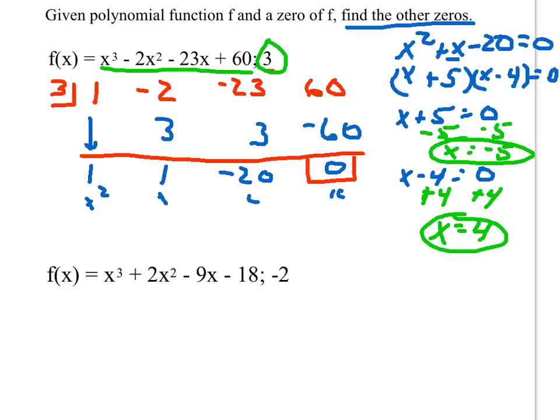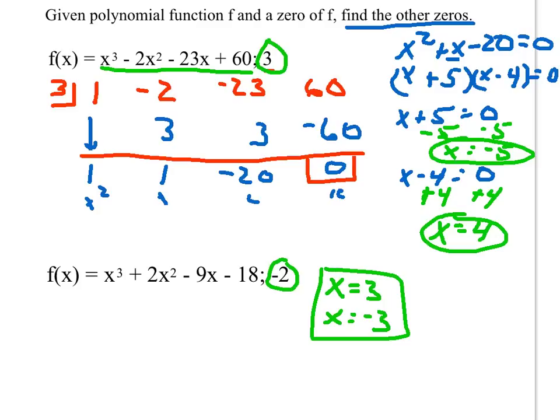So you can basically go ahead and do this one. Now on this one, you're going to get answers of negative 2, and you're also going to get 3 and negative 3 if you do it right. So there you go. You can go ahead and try that one on your own.